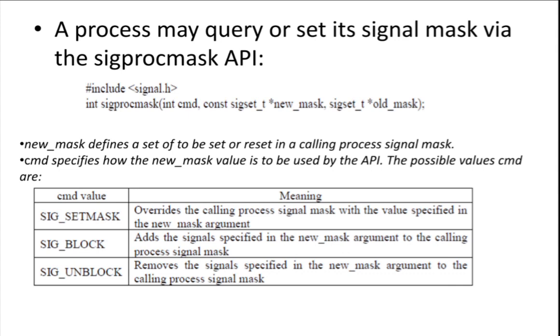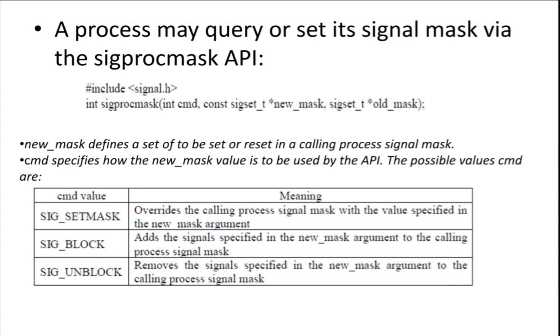It's going to add the signal specified in the new mask argument to the calling process signal mask. Here it's not going to override the old signals. No. Based on the second value, that is the block value, it will add that to the mask. That's all. It is not going to override the old values. It is going to just add the new signal to the mask. That is SIG_BLOCK. What is SIG_UNBLOCK?